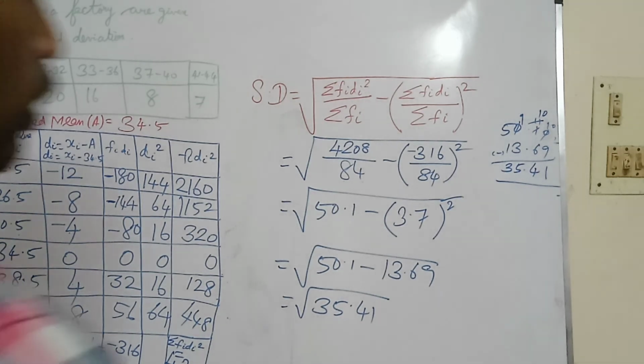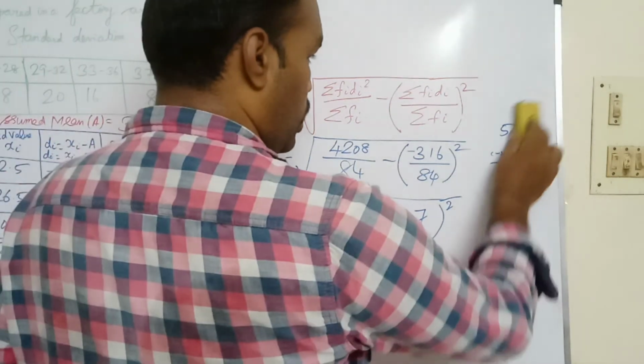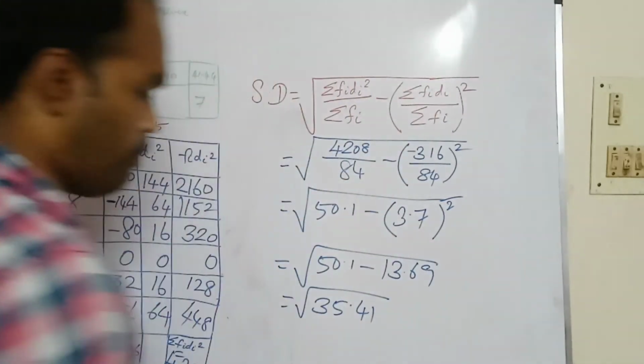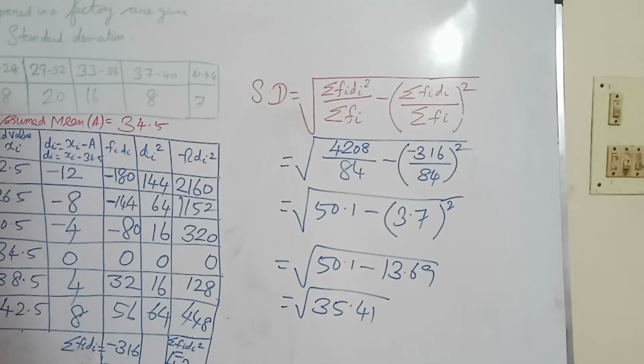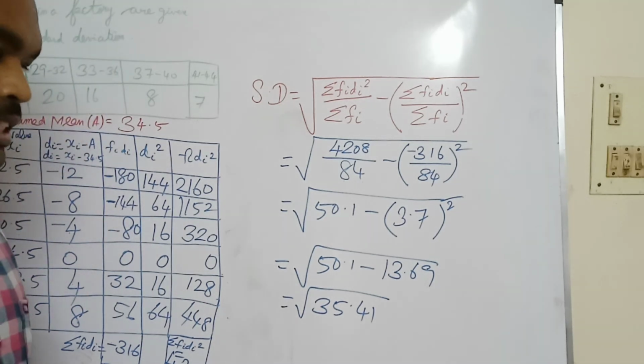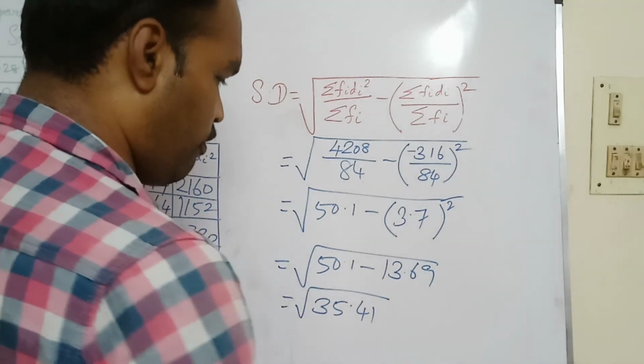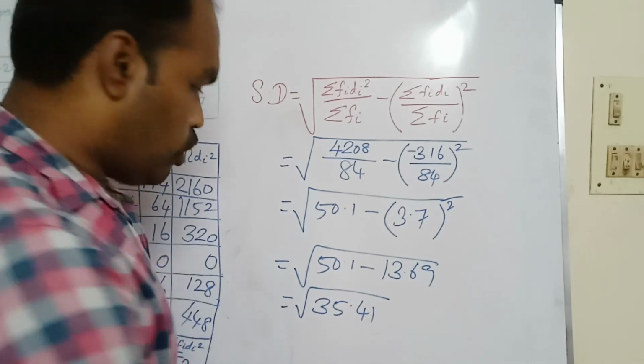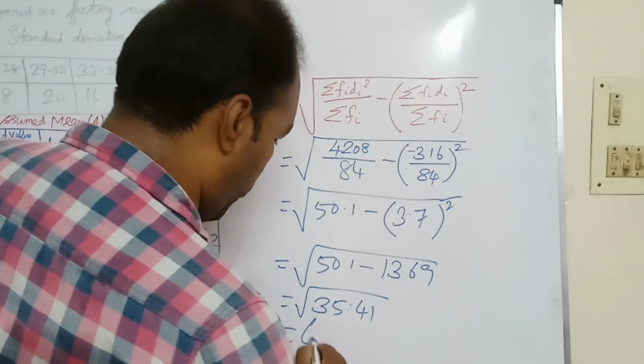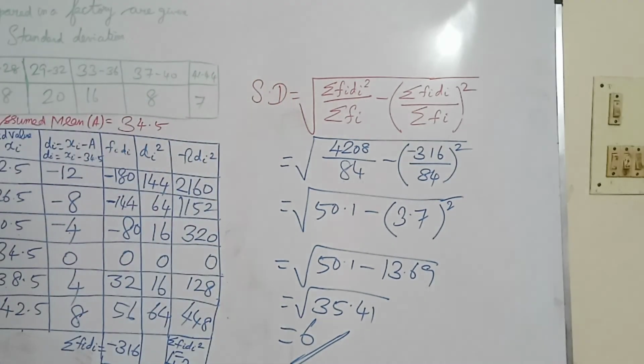Now we need to find out the square root. How much? Approximately, 35.41 is there. What is the square root value of 36? 6. So approximately it will come as 5.76 something. So we need to mention the value as approximately 6 is the answer. This is how to find the standard deviation.